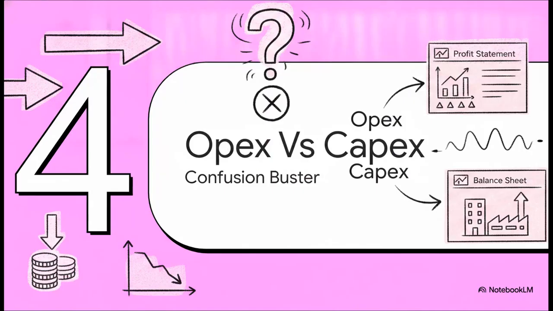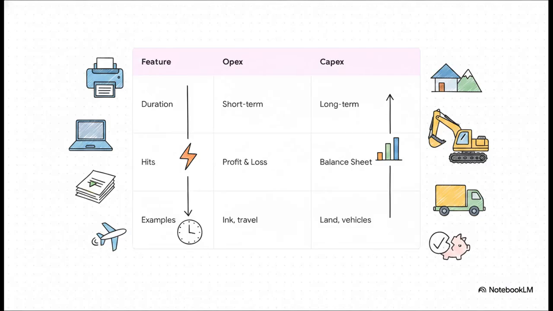Moving to Section 4, Opex versus Capex. So, the crucial point is that beginners constantly mix up what hits the profit statement versus the balance sheet. Let's clear that up once and for all with this confusion buster. Over on the left, we've got Opex, or operating expenses. These are your short-term consumables, things you use up quickly, like printer ink, electricity, or travel. They hit the profit and loss statement immediately.